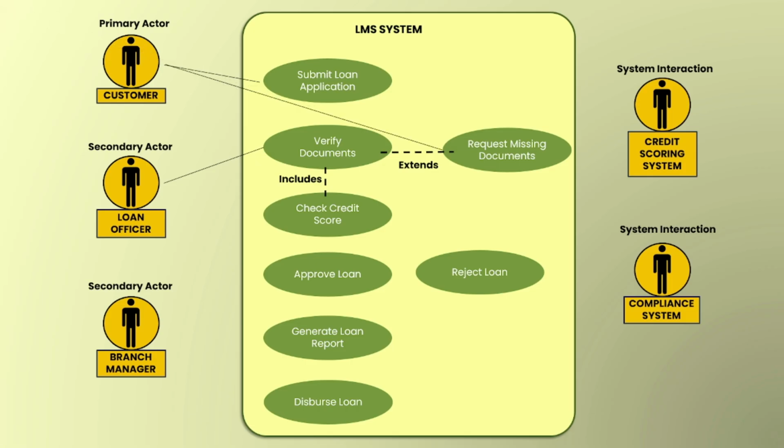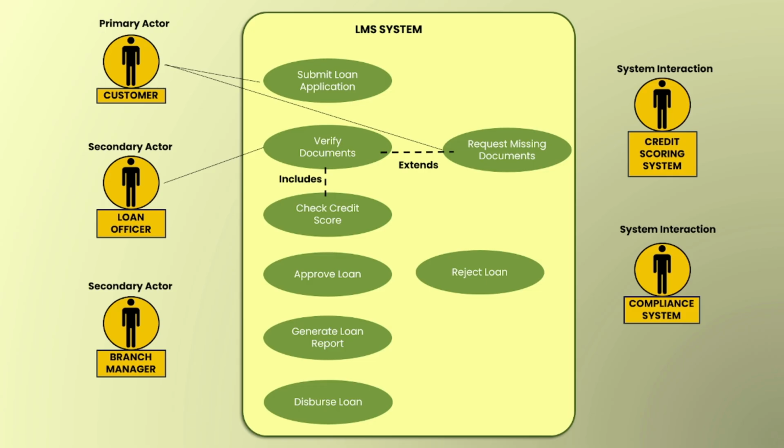For this use case, the customer is involved, because the branch manager is not going to provide the missing document. Who is going to provide that missing document? The customer is going to provide it. That's why the relationship is between the customer and request missing documents.